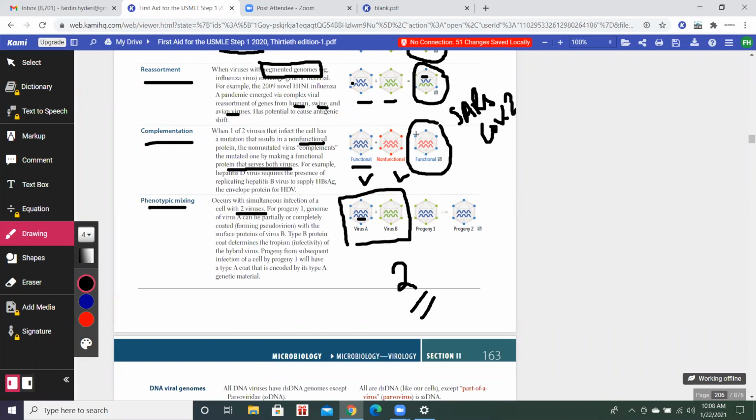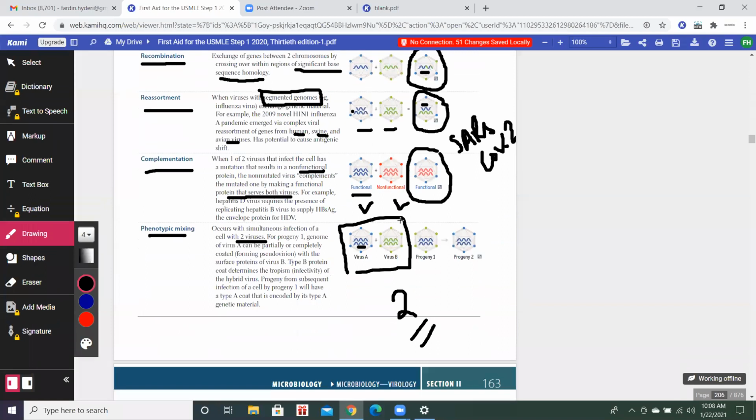And another one is phenotype mixing. Phenotype mixing is nothing but the exchange of surface proteins, resulting in a new progeny virus. Okay, are we clear about this? Yes or no? Everyone, are we clear about this?